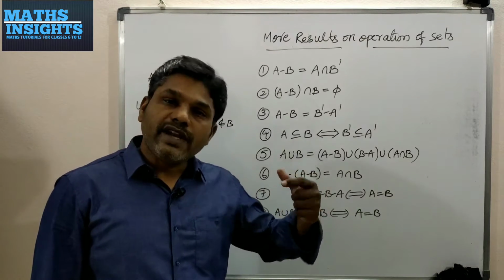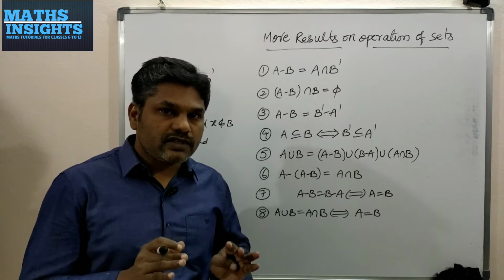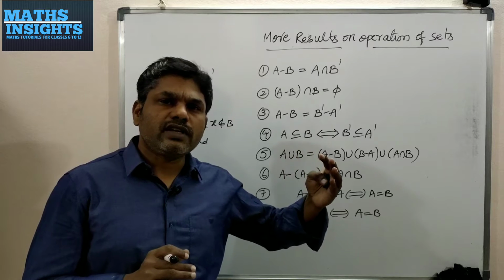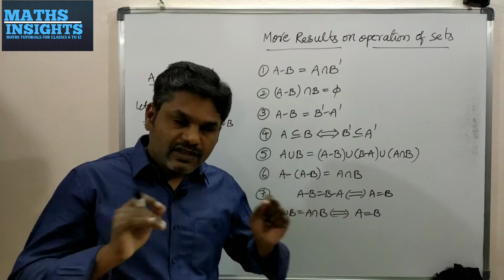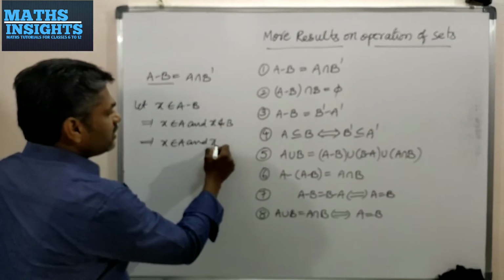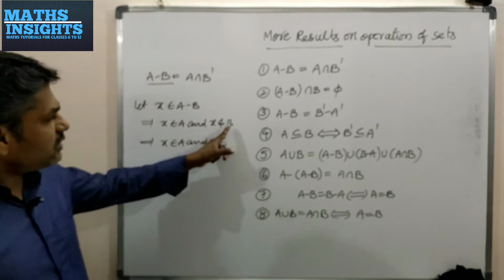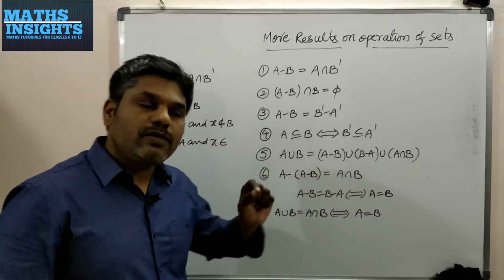be in b dash. B and b dash are disjoint sets. That means whatever the elements in b, those elements will not be in b dash. Therefore if x is not in b, automatically it will be in b dash.